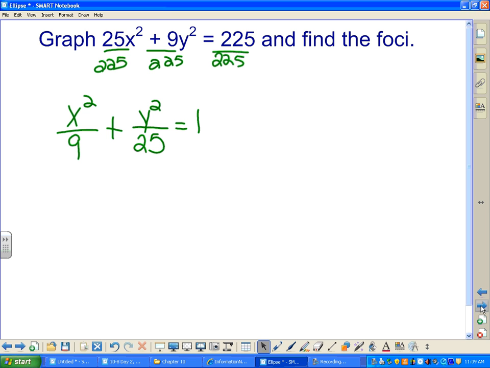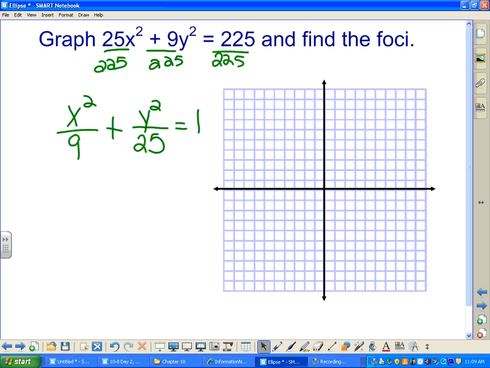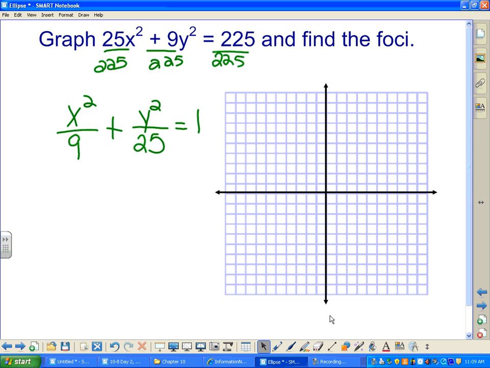Now we're going to graph this. And actually, graphing these should really be pretty easy, because you look under the x squared. There's a 9. Do the square root of that, and that tells you how far left and right from center you're going. How far left and right from center should you go? 3. 1, 2, 3, and 1, 2, 3. Your a value is 3. What about your b value? 5. That means from center you're going to go up 5 and down 5. 1, 2, 3, 4, 5. 1, 2, 3, 4, 5. And now you can get your ellipse.